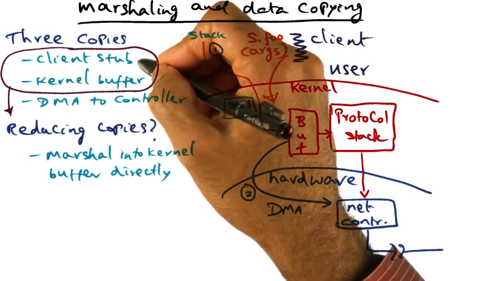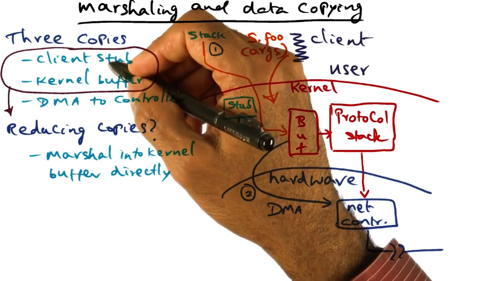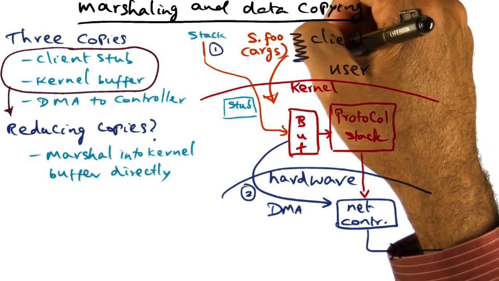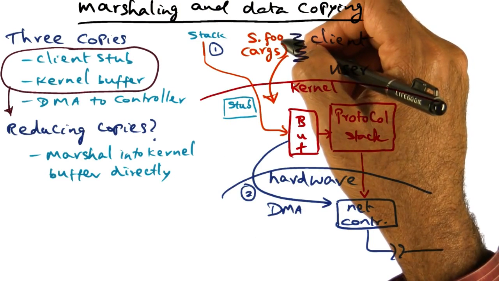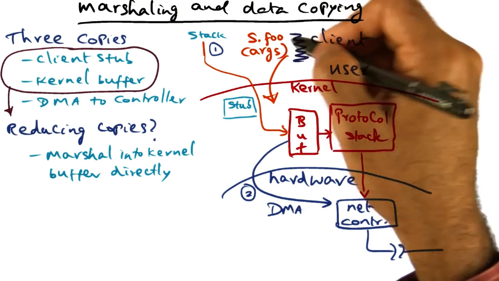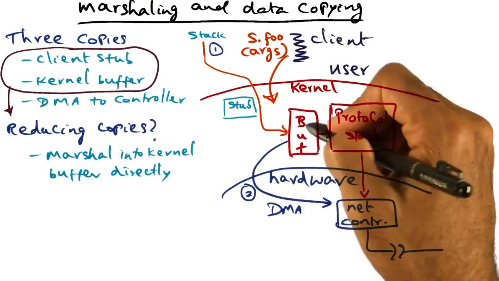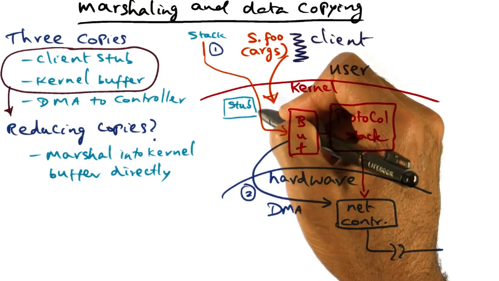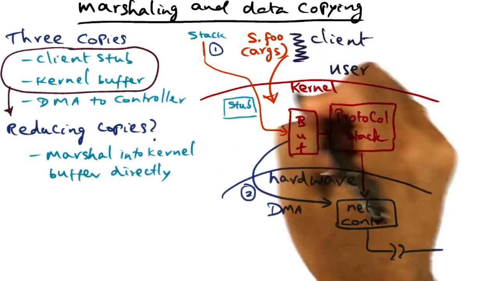Why is that happening? Well, it has to create a network message in order to send it out on the wire. As we said, the semantics of this call is only known to the client and the server, and the client stub is taking the arguments and making a network packet out of it. And it was doing it in user space. And so what we're going to do is marshal it directly into the kernel buffer. In other words, we've now moved this stub, the client-side stub, from the user space down into the kernel.